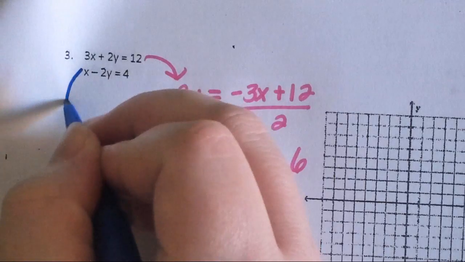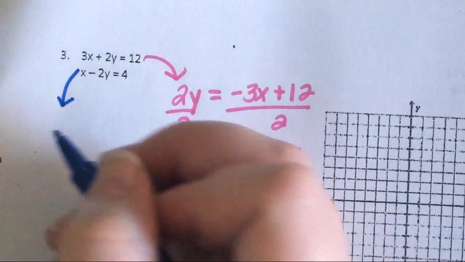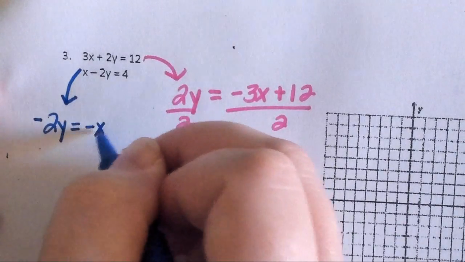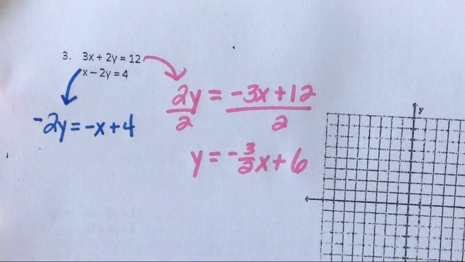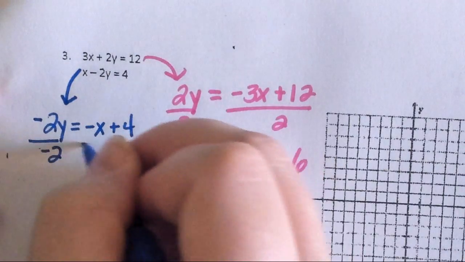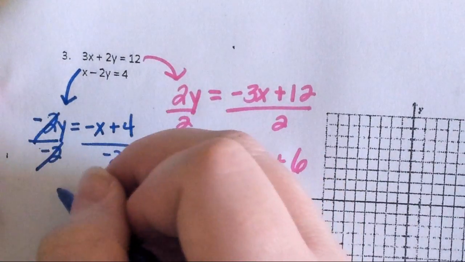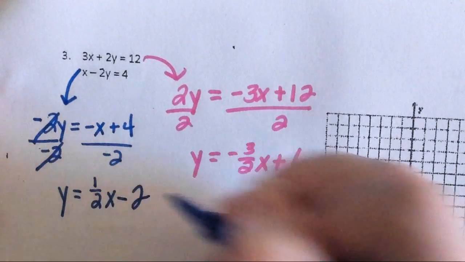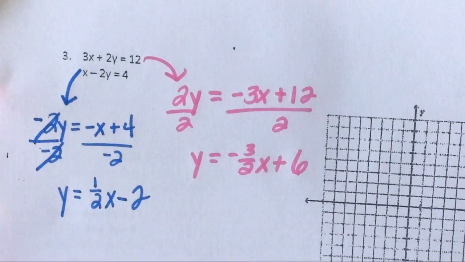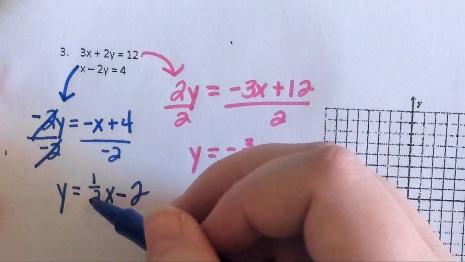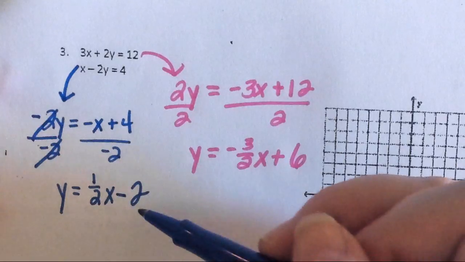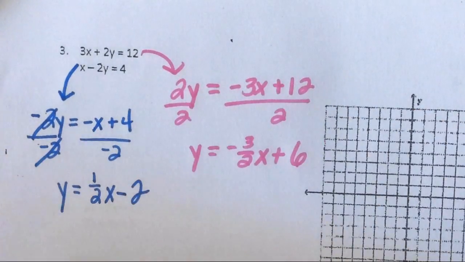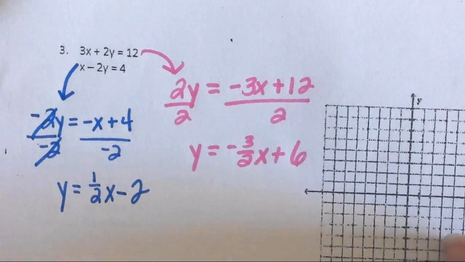Then I need to do the same thing for the second equation. So I subtract x from both sides. I have negative 2y equals negative x plus 4. I divide by negative 2. I get y equals positive 1/2 x minus 2. Negative divided by negative is positive 1/2. Positive 4 divided by negative 2 is negative 2. I have a lot of people who keep making sign errors. You've got to be careful, especially in this section with your signs.